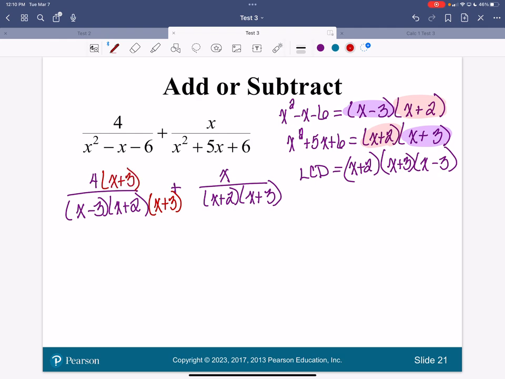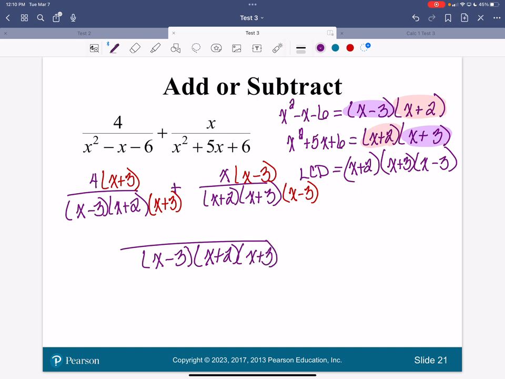Okay? Now for the next one, what's missing? And if I multiply the denominator by it, I've got to do the numerator. Okay? Now I've got a denominator, and I'm going to keep that factored until the end. X minus 3, x plus 2, x plus 3. Okay, what do I have to do with that 4? Okay, so I have 4x plus 12. Got to distribute my x, so then I've got x squared minus 3x.